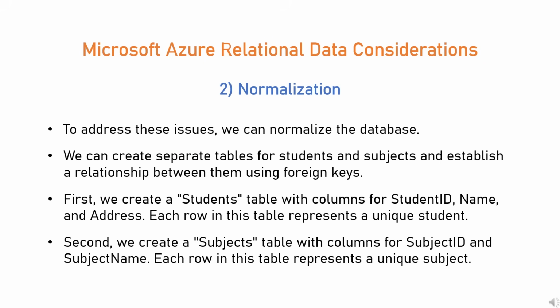To address these issues, we can normalize the database. We can create separate tables for students and subjects and establish a relationship between them using foreign keys. First, we create a students table with columns for student ID, name, and address. Each row in this table represents a unique student. Second, we create a subjects table with columns for subject ID and subject name. Each row in this table represents a unique subject.